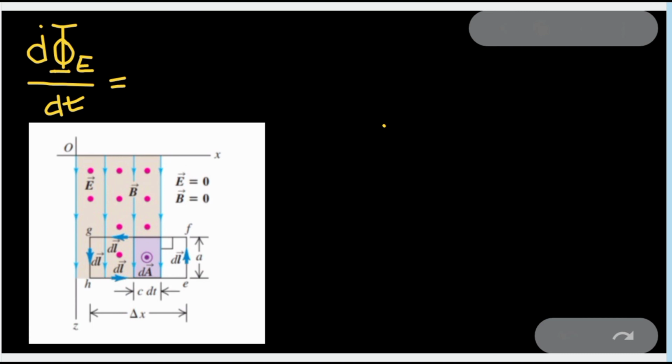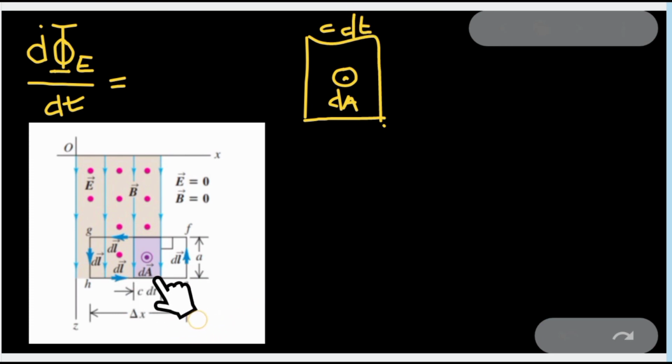Now, let's zoom in again on this area, with its vector area. It plays a big help in our derivation. So we have dA here. As you can see, its width is c dt, and its height here is A. And since we are now talking about the electric field, that area vector is pointing away from the page, in the positive y direction. Therefore, it is parallel to the electric field.